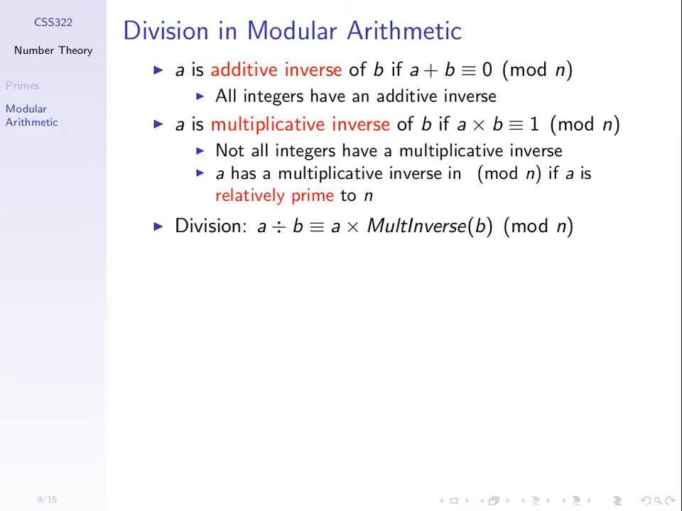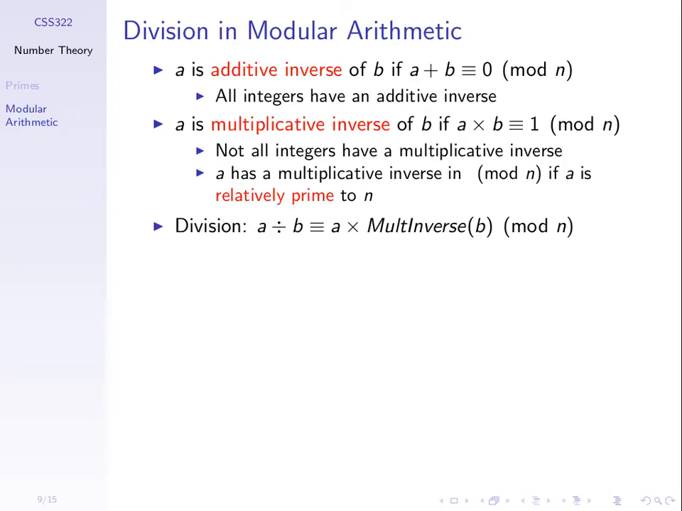Then we can talk about an additive inverse of a number. Add two numbers together, and if you get 0 in mod n, then we say one is the additive inverse of the other. 3 plus 7 mod 10 equals 0. Therefore, 7 is the additive inverse of 3, and 3 is the additive inverse of 7. And subtraction simply becomes addition by adding the additive inverse of the number we're trying to subtract. We'll come back to some examples in a moment, just summarise the concepts.